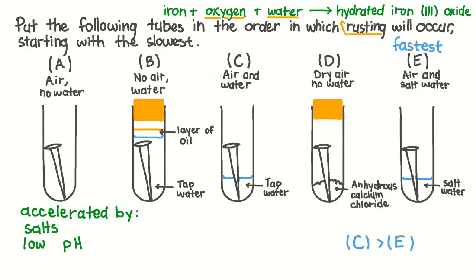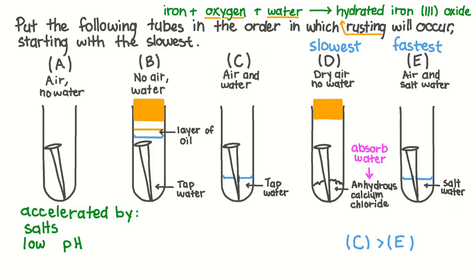If we look at test tube D, the nail has been protected from water by a stopper and the addition of anhydrous calcium chloride. Anhydrous calcium chloride is a desiccant, which means that it can absorb any water that enters the tube. This will protect the nail from water for a long time, meaning that rusting will occur the slowest in this tube. Now we just need to determine whether rusting will occur more quickly in tube A or in tube B.